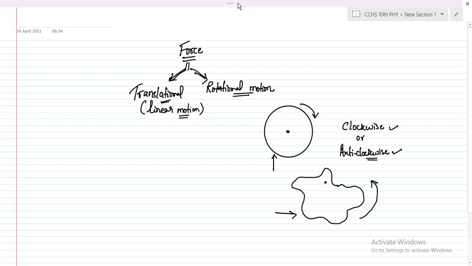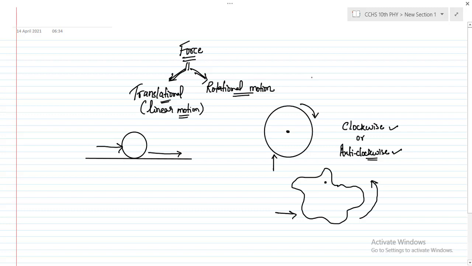So what happens when the body is not pivoted? We have already dealt, like we have a ball and that ball is placed over a ground. When a force is applied, the ball starts rolling, or it starts moving in an appropriate direction. That is, the body gets displaced. So this is why we call it translational or linear motion.